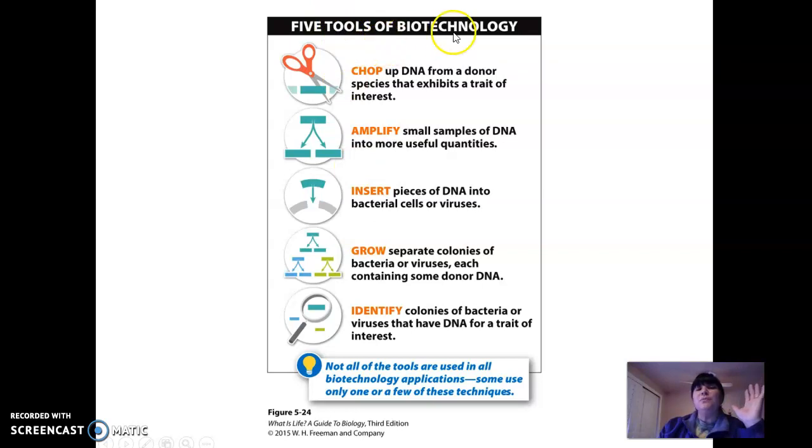So it says 5 tools of biotechnology. This is actually a pretty important slide because in one slide, it gives you the big idea, okay? So these are scissors. We use enzymes that are like molecular scissors, okay? It says chop up DNA from a donor species that exhibits a trait of interest. For example, human insulin. We use bacteria to make human insulin. So first we have to identify the gene for coding insulin. Insulin's a protein. We cut it. Okay, that's the molecular scissors here.